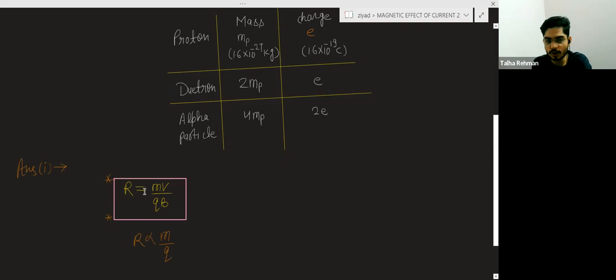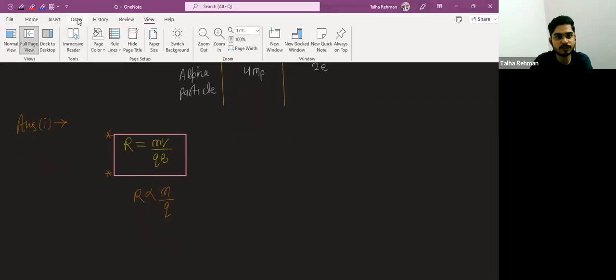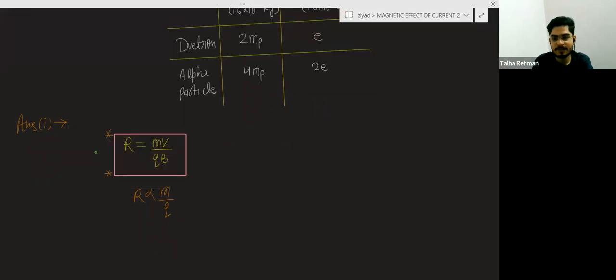Means the radius will only depend on the mass of the charged particle and the charge on the charged particle, not on the velocity and the magnetic field, because we want to find the ratio. So here you can say the radius of the charged particle depends upon the mass of the charged particle and the charge on the charged particle. So I will calculate the ratio now with the help of this equation.